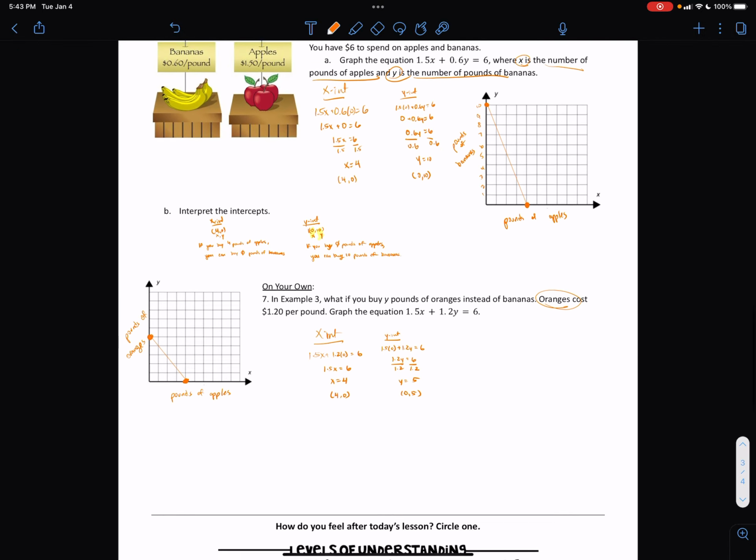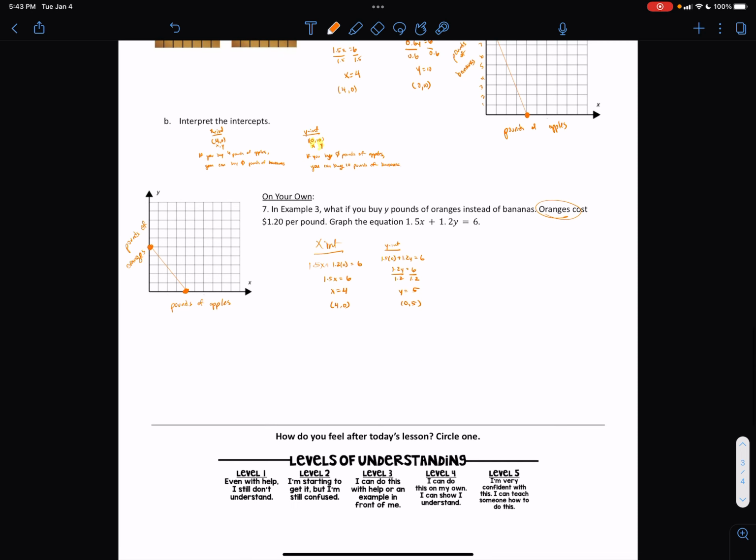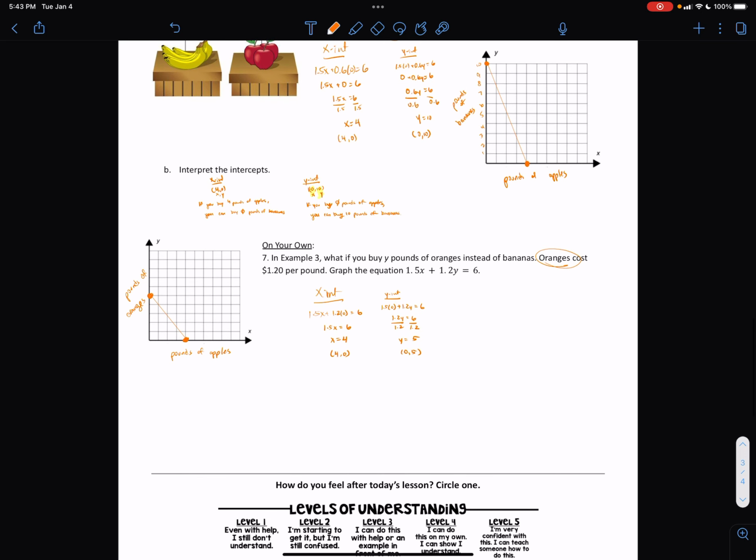Okay, so hopefully this is making a little bit of sense. Fill out your level of understanding. If you have any questions, you could type them in and we'll go over them the next day. I will be checking your notes the next day to make sure they are all filled out. And you have worksheet 4.5 for homework, including a skill check to do tomorrow on graphing using intercepts. If you have any questions, let me know, and then I'll see you the next day.